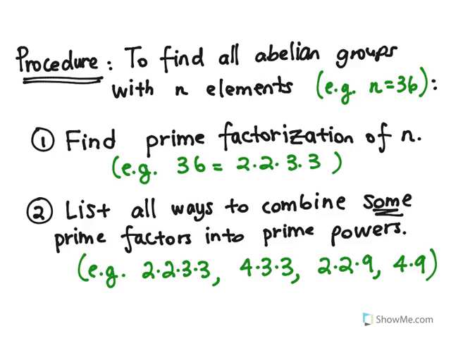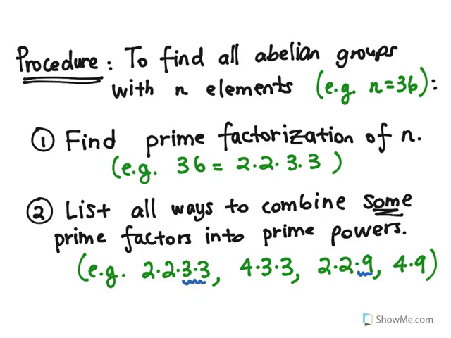Then step 2 is that I'll list all the possible ways to combine some of those prime factors into prime powers. Here's what I mean. First of all, I could just do nothing. I could rewrite the prime factorization, so 2 times 2 times 3 times 3. Or I could take those two 2's and combine them together into a 4. So I'll have 4 times 3 times 3.